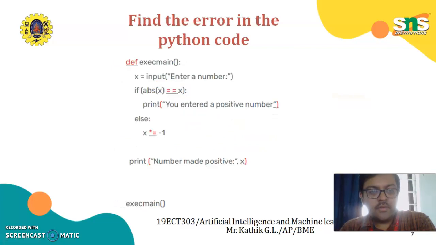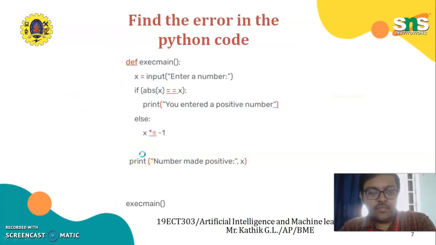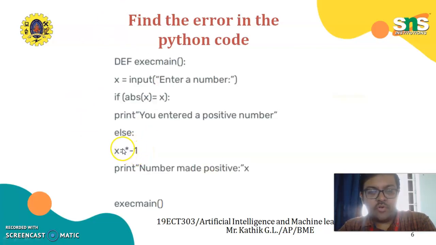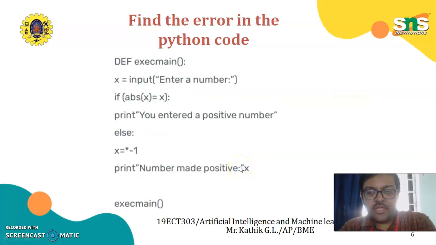Right. So the first error is DEF, which was in capital letters. It has to be in small letters. Then the second error: equal to should be double equal to. Then there is no bracket here after print. Then this star should come before the equal to. And here also there is no bracket after the print. So these are some of the errors in this code.